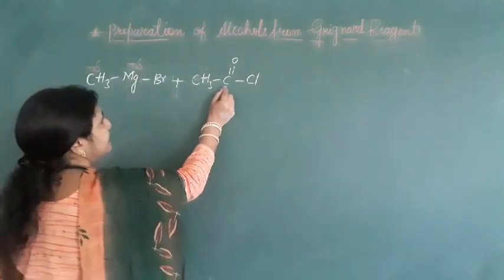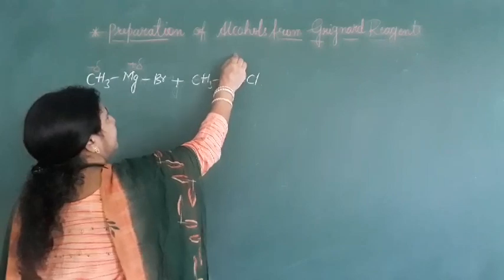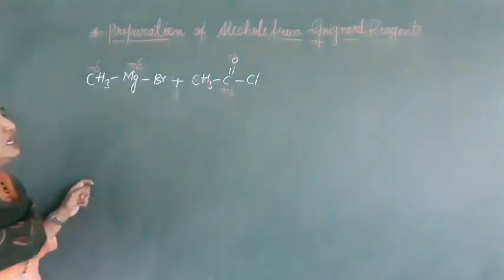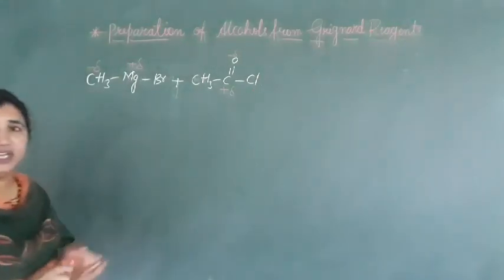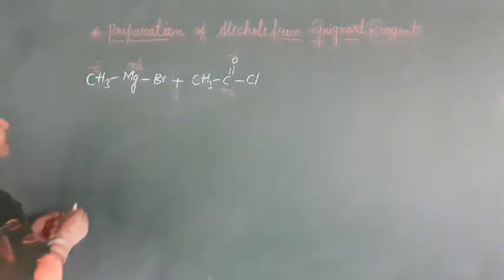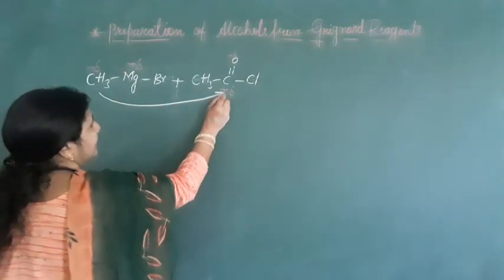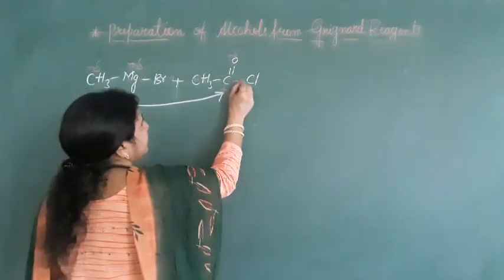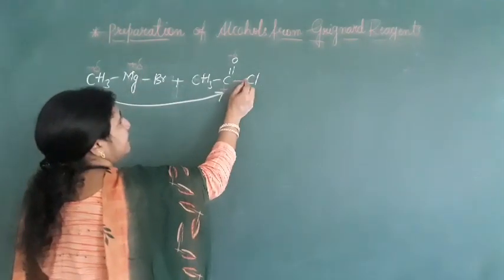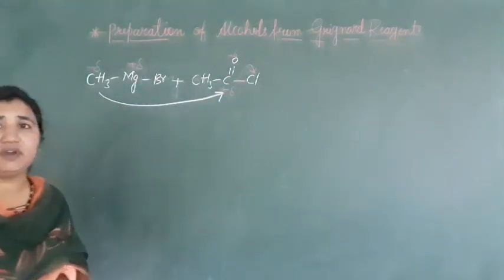Now here this carbon is partially positive and this oxygen is partially negative. But in this case, oxygen is also electronegative, and this chlorine is also electronegative. In this case, what will happen? This methyl group will go and attach to this carbon here, but at the same time, this chlorine will leave from here.